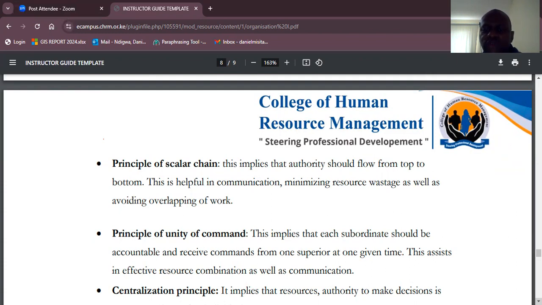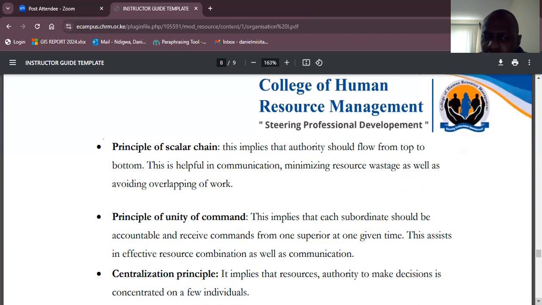And it also helps to minimize resource wastage so that you know what or who you are supposed to report to. And feedback will also flow from bottom to top. So once you communicate downwards, you also need to get feedback from down going up.